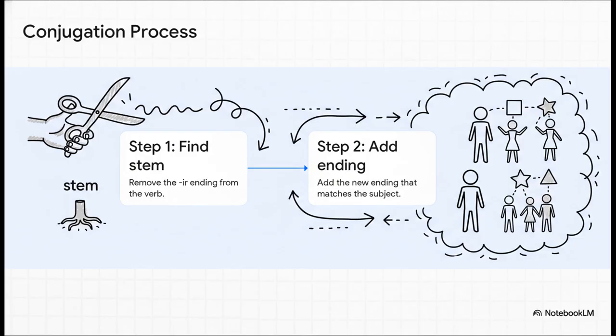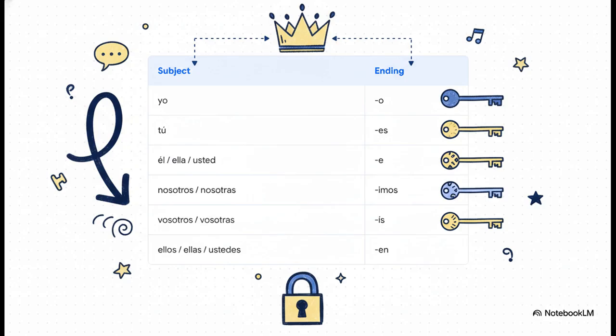And it is literally this easy. Step one, you take the verb and just chop off that IR ending. What's left over is what we call the stem. Step two, you just stick on a new ending that matches who's doing the action. Simple, right? Drop the old ending, add the new one. So what are these new endings?